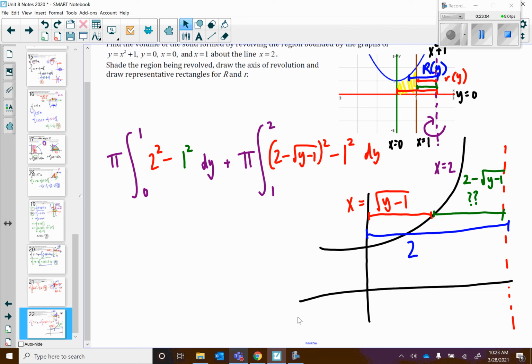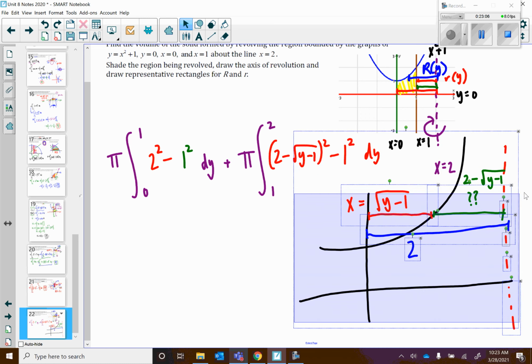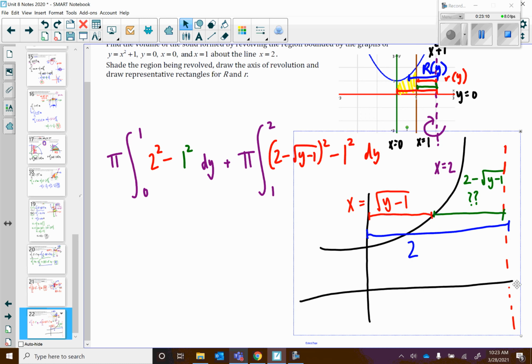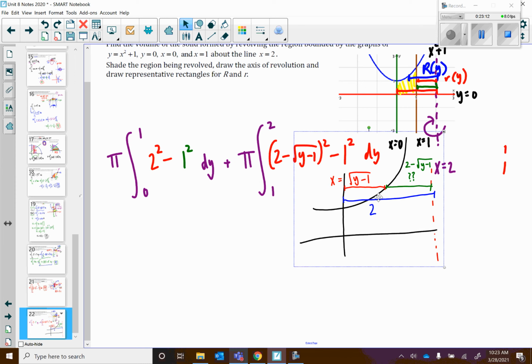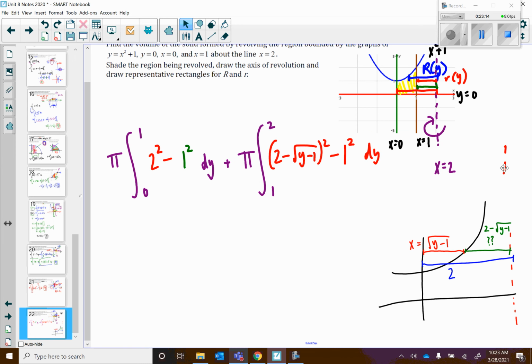And I would probably simplify that a little bit before I went and typed it all into my calculator. But when you do, you should get 23 pi over 6.